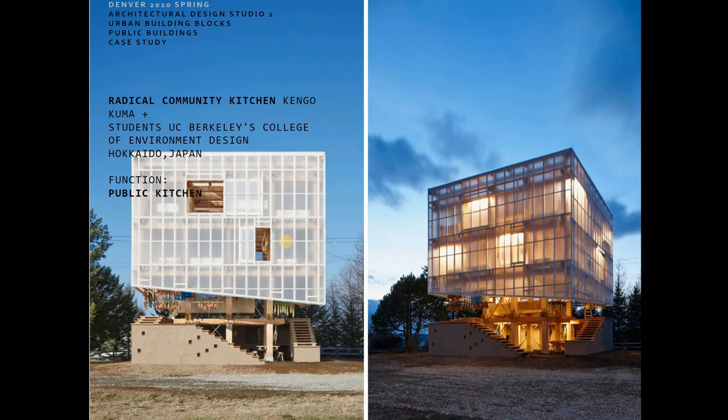The second case study, what we will observe and investigate, is a radical community kitchen from Kengo Kuma and the students of the Berkeley College of Environmental Design. The space and the place is Hokkaido, Japan, and it is a public kitchen. It was an international design build competition, but I will introduce it.